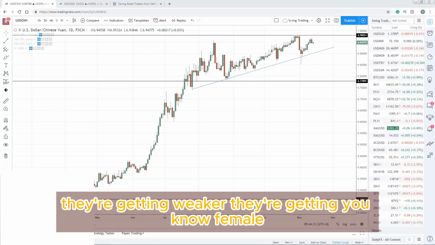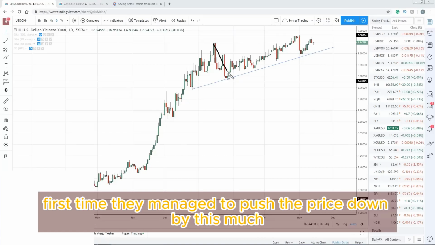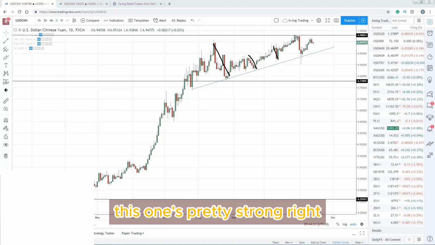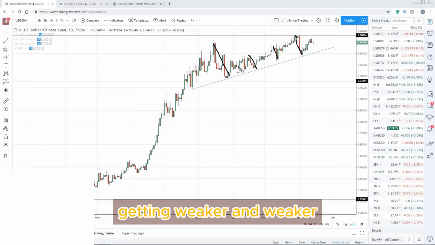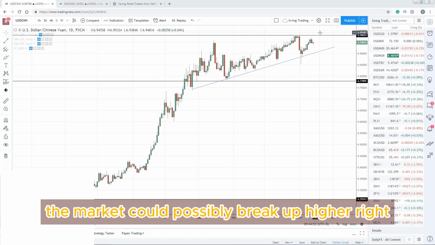They're getting feeble. First time they managed to push the price down by this much. Then this one got weaker. This one just one candle reversal. This one's pretty strong. But generally you can see that the sellers' strength is getting weaker and weaker. Okay, so this is a sign of strength there, that the market could possibly break out higher.